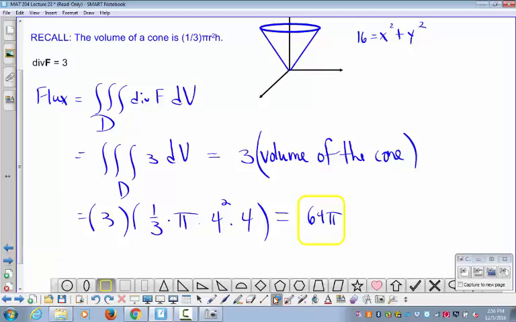So there's a net positive flux, so that means the vector field is expanding, or is leaving the inside. Makes sense?